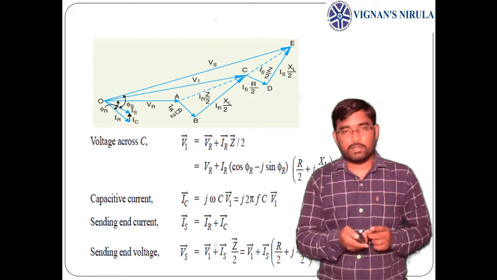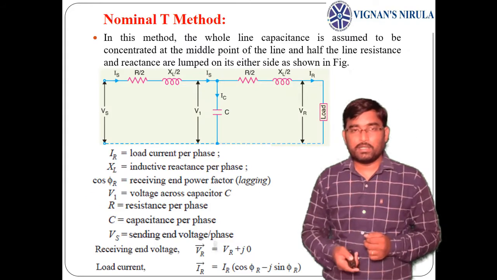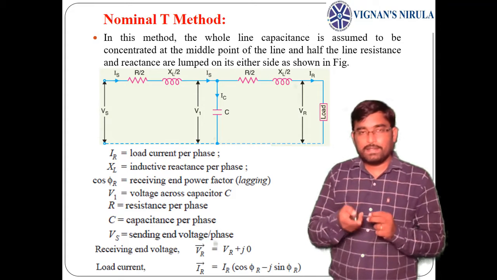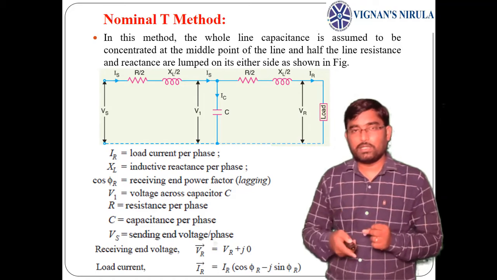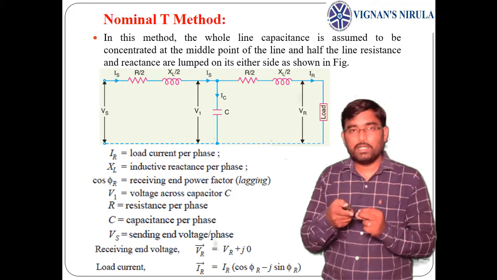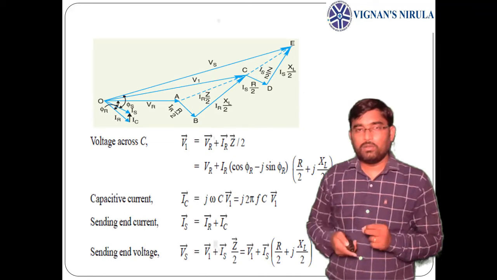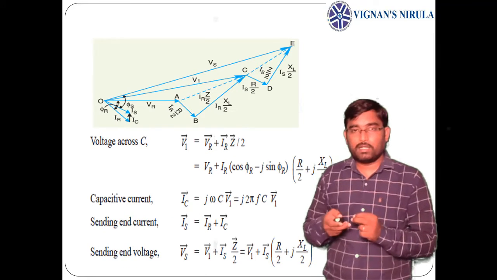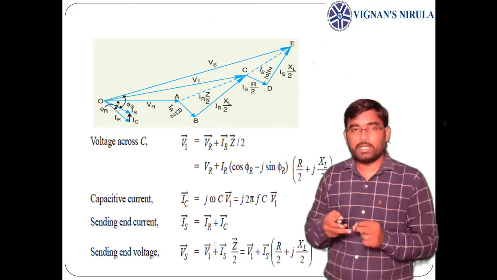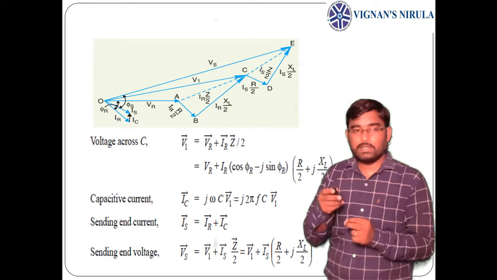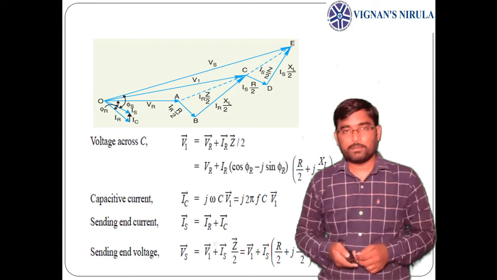The IR phasor is already there in the phasor diagram, so I need to draw IC. For that, see this equivalent circuit. IC is the current flowing through the capacitance, and the voltage across the capacitance is V1. So the current IC will be leading voltage V1 by 90 degrees. V1 is already drawn. Now from the tip of IR, I need to draw IC, which leads V1 by 90 degrees. So I have drawn that IC. Now by adding IR and IC, we get the total current IS.